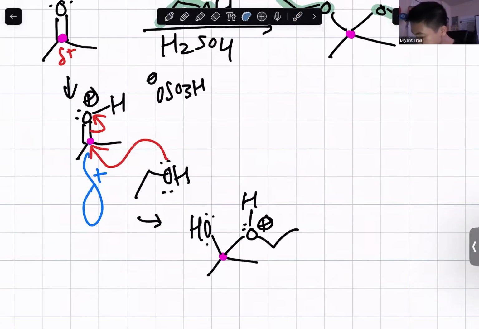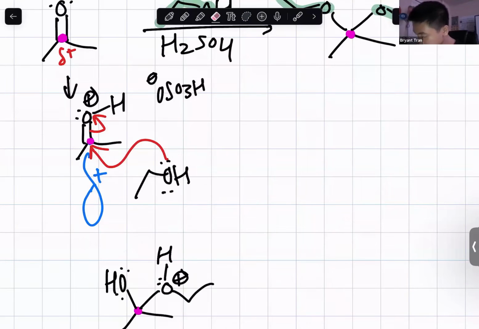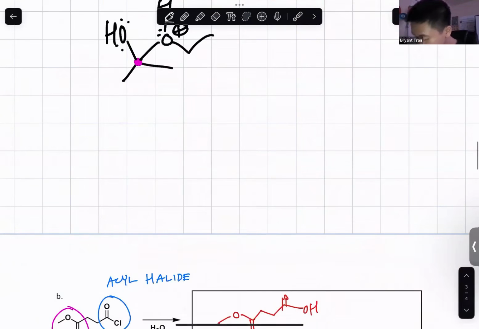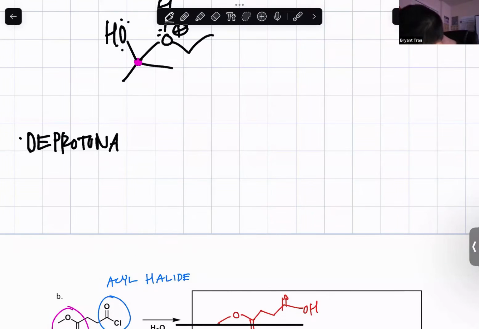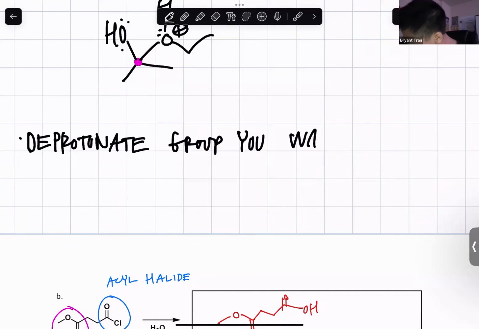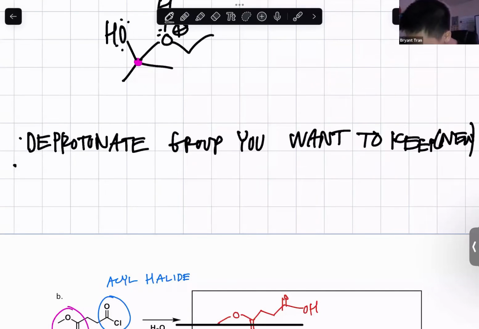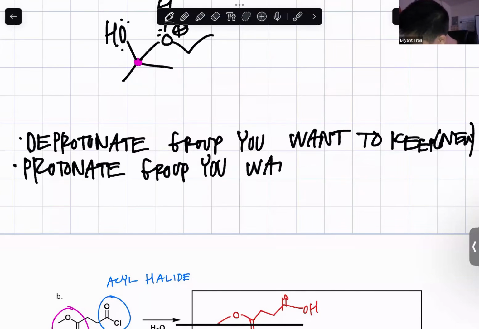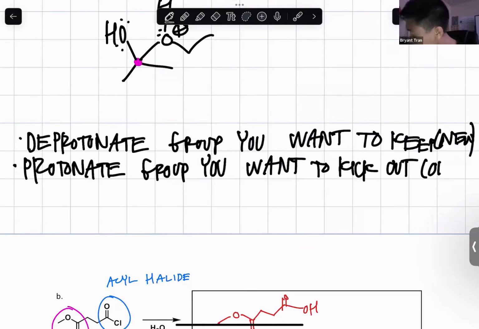Now, once you have this tetrahedral intermediate, I want you to know these 2 points here for this mechanism. You're going to want to deprotonate the group you want to keep, which will tend to be the new group. And then you want to protonate the group you want to kick out, which will be the old group.